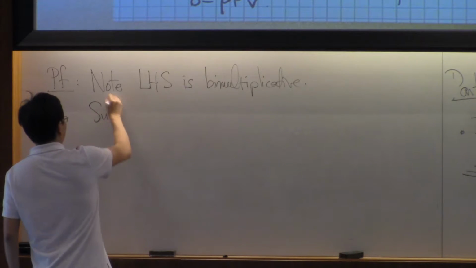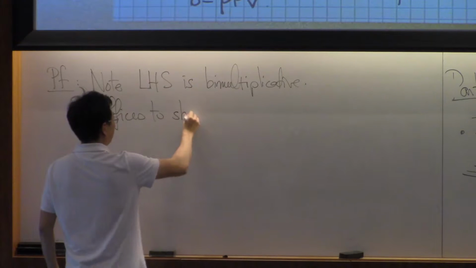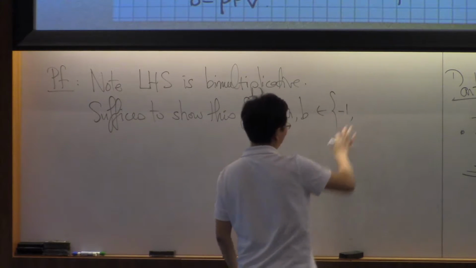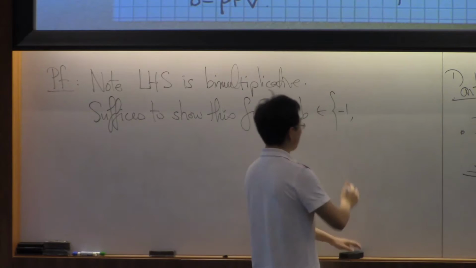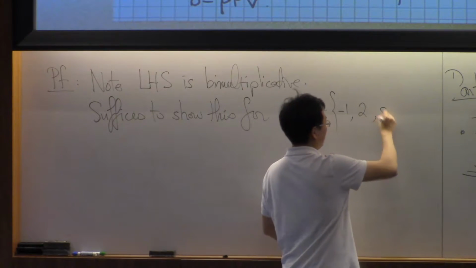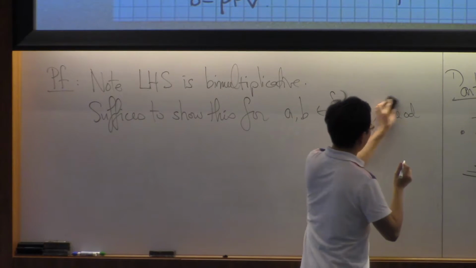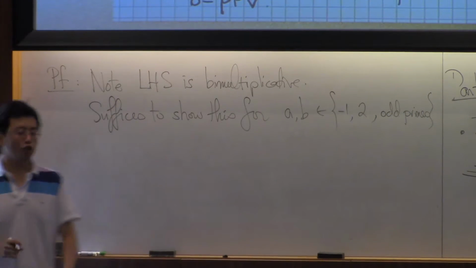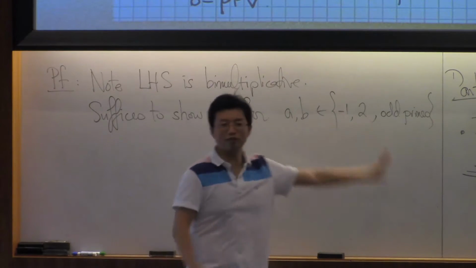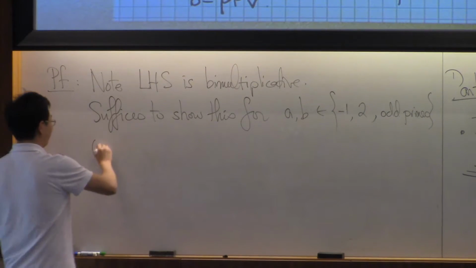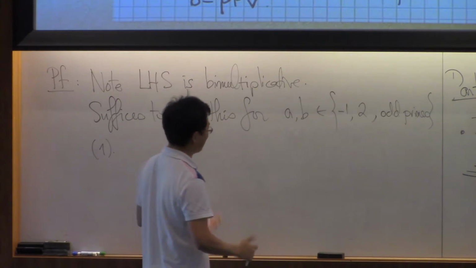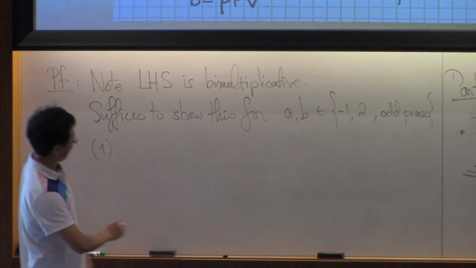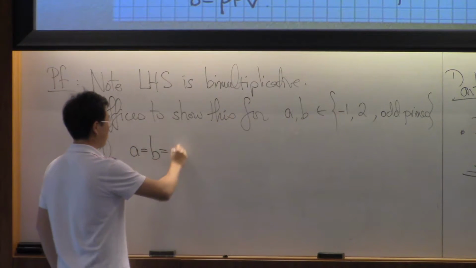So now we immediately reduce this to showing it where a and b are in the set of -1, 2, and odd primes, because every nonzero rational number is a product of -1, 2, and odd primes. You just need to exhaust all these cases. The main reason for this trouble is the prime 2. So let me do an easy one first: the first case, when a equals b equals -1.